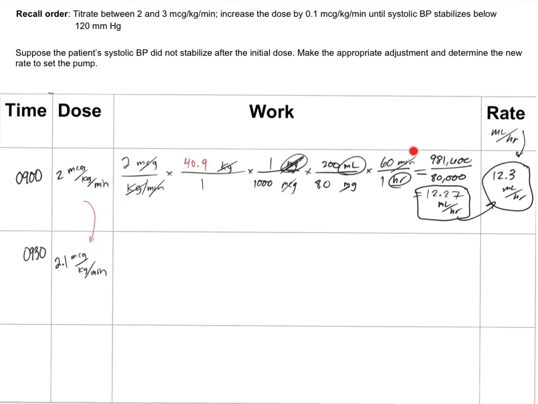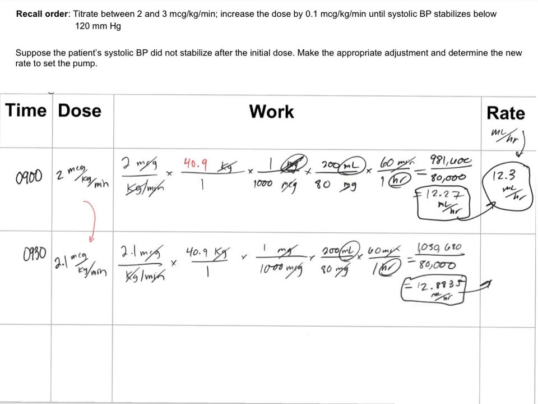Now what I need to do is to go and reset the pump. So what's that going to mean? That means I need to redo my dimensional analysis. So what I'm going to do is pause the video and I'm going to redo the dimensional analysis, but not with 2 micrograms per kilogram per minute, but with 2.1. So I went ahead and started with my dose of 2.1 micrograms per kilogram per minute, and I followed the same steps. I multiplied by the patient's weight, I converted micrograms into milligrams, then used the strength of the bag to go into milliliters, and finally converted minutes into hours.